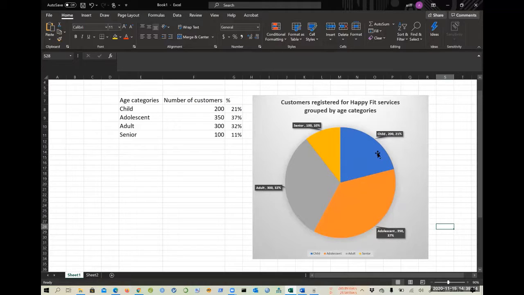Remember, whenever you draw a pie chart, you must have the title. For example, in this case, customers registered for Happy Fit service grouped by each category. Then you have the categories down here in the legend. If you don't have the legend, make sure you have the categories printed on the pie chart itself. For example, if here you already have adolescent 157%, you don't need the legend anymore. So this is basically how you draw the pie chart.